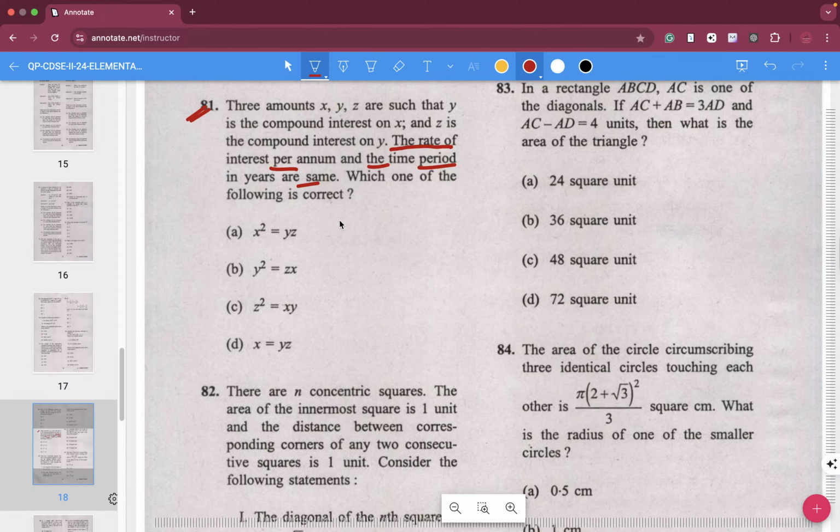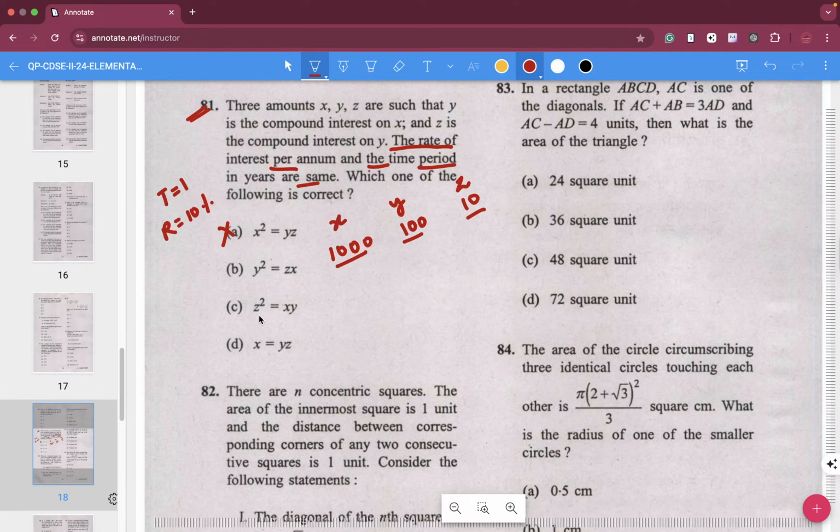So if I assume x is equal to 1000, time period as 1 and rate equal to 10%, automatically y will be 100, because y is the compound interest of x, and automatically z will be 10% of this value. This is for the case of 1 year. Now obviously X square is not going to be the correct answer. X square means 1 and there will be 6 zeros in front of it, so that is obviously not the right answer.